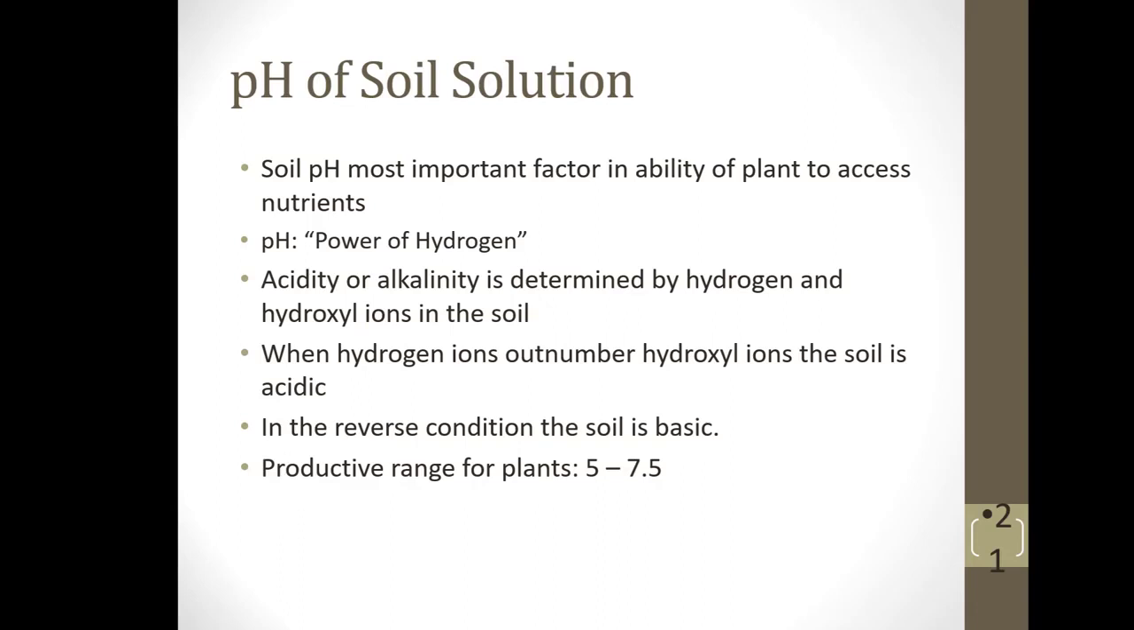Okay, so soil pH I mentioned. Soil pH is very important when you talk about plant access to nutrients. It's the power of hydrogen. And so acidity or alkalinity is determined by hydrogen or hydroxyl ions in the soil. So when the hydrogen ions outnumber hydroxyl ions, the soil is acidic, and the reverse condition is basic. So the productive range for plants is between 5 to 7.5.